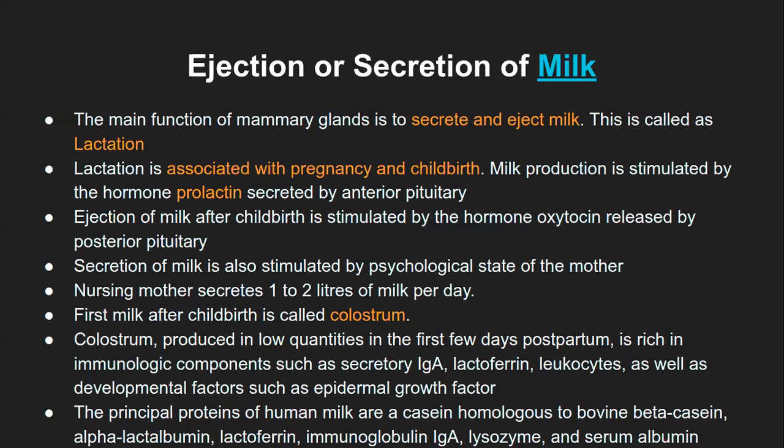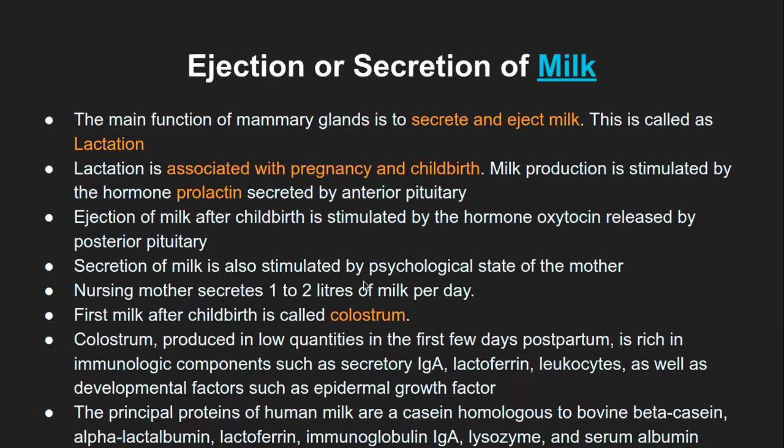It also has different proteins like lactoferrin, lactalbumin, immunoglobulin A, lysozymes, serum albumin, and so on. Again, you need not remember all these names, but simply remember casein, which is the most important protein. In terms of sugar, milk always has lactose as its sugar, and that is also present in this milk.